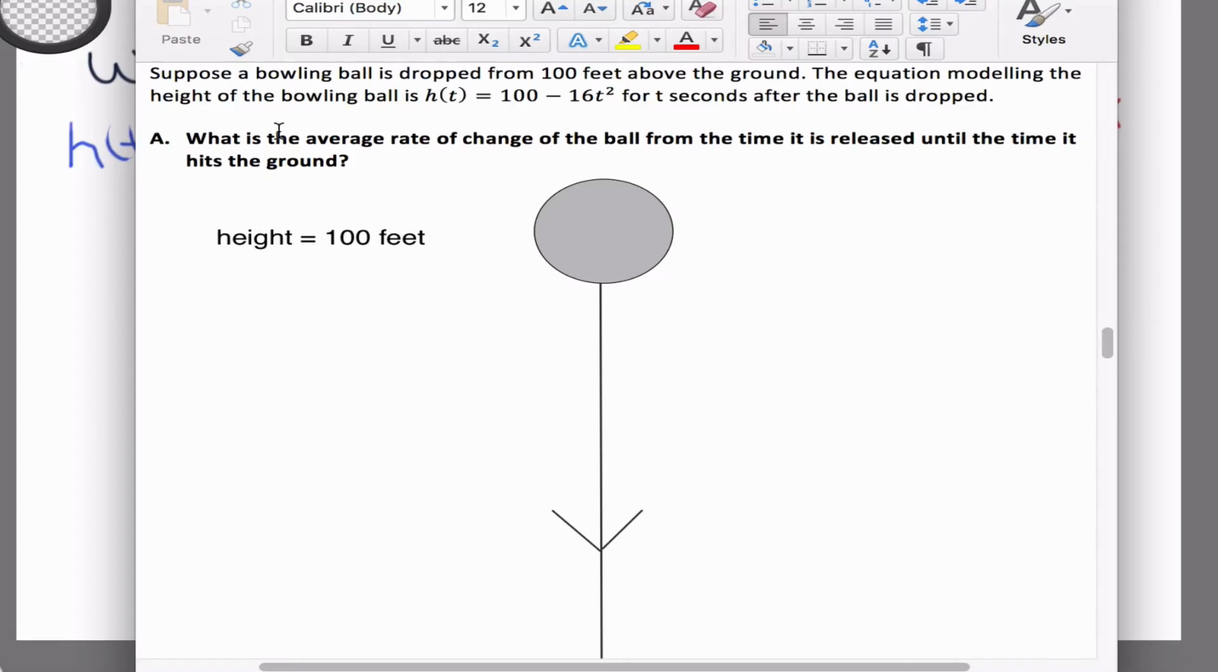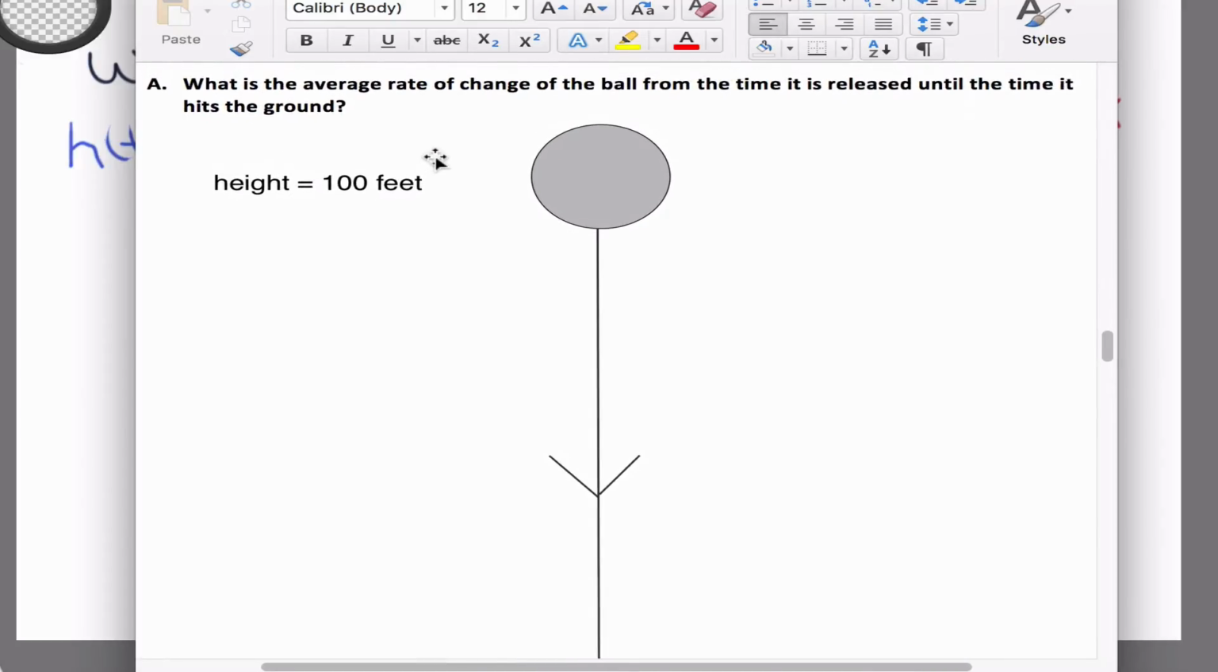And here's the problem. Suppose a bowling ball is dropped from 100 feet above the ground. The equation modeling the height of the bowling ball is h of t equals 100 minus 16t squared for t seconds after the ball is dropped. What is the average rate of change of the ball from the time it is released until the time it hits the ground? So I have a little picture here that shows what's going on.